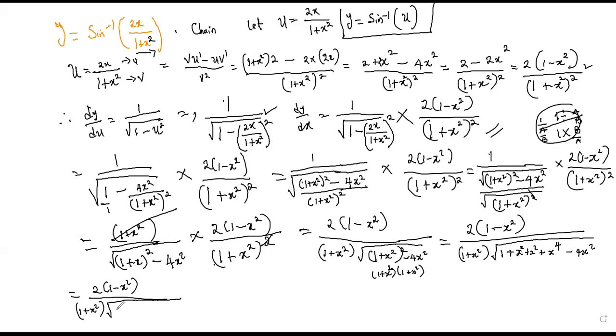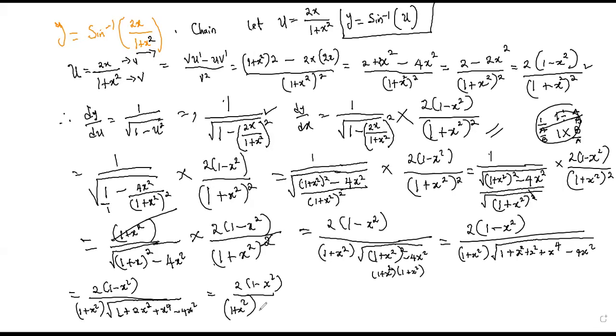So here we're going to get something like 1 plus 2x squared plus x to the power 4 minus 4x squared. So we have 2 into 1 minus x squared. This should be divided by what? We have 1 plus x squared.